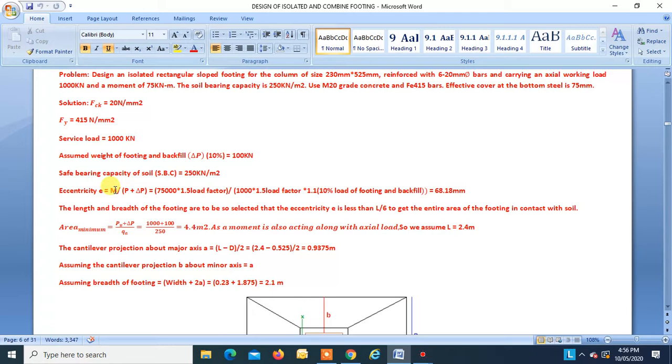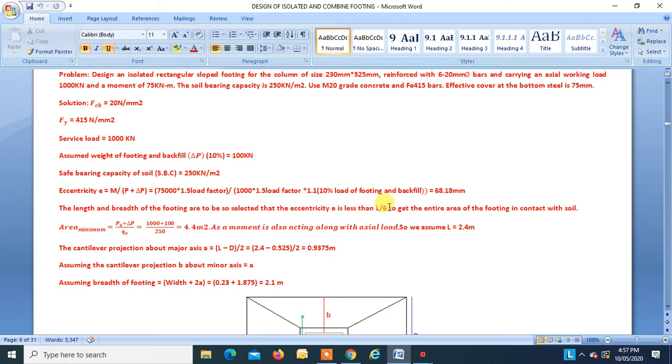Eccentricity e is M by P plus delta P. Take M as the factored moment, that is 75 into 1.5. P is the factored load, 1000 into 1.5, and 10% of this is delta P, which gives us eccentricity 68.18 mm. So the length and breadth of the footing are to be selected so that the eccentricity is less than L by 6.